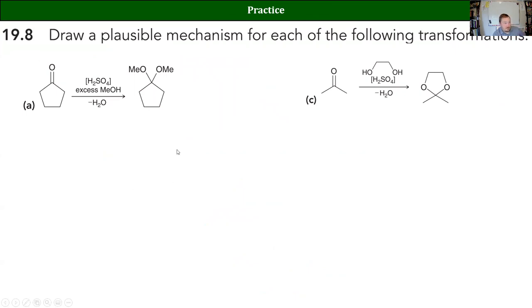So here's more practice with mechanisms, making the acetal. The one I'm going to work through is C, just because C looks a little bit different in that both of the alcohols are on the same molecule. But the mechanism doesn't wind up working any differently. We just wind up making a cycloproduct as a result. But it's still going to be nucleophilic addition first, then nucleophilic substitution, where you have water as a leaving group.